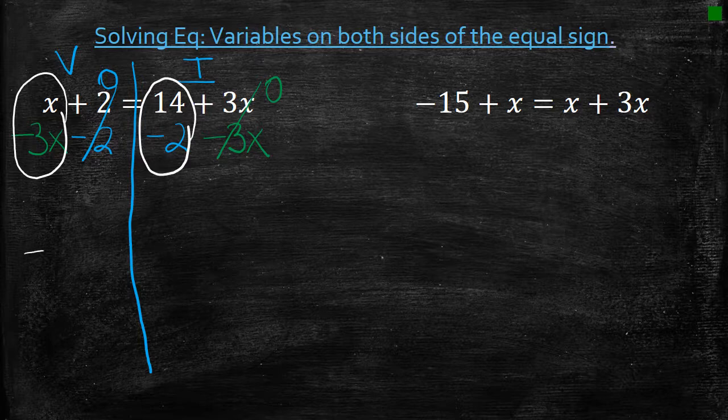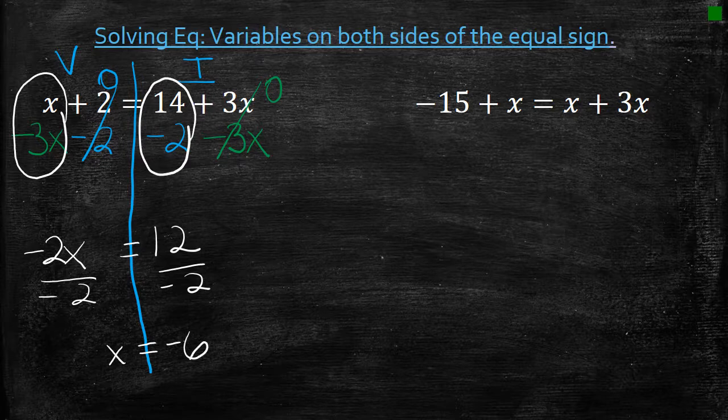So what's x minus 3x? I end up with a negative 2x. And then on my other side, I have 14 minus 2, which gives me 12. And then we're going to do the last step by dividing by a negative 2 on both sides, and x is going to equal negative 6.